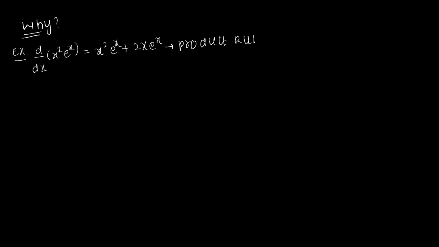So let's understand this using an example. Try solving d by dx of x square e power x. If you solve this, you will get the answer as x square e power x plus 2x e power x. And this answer is obtained using product rule. And what does this product rule say? Whenever you have a function u into v, directly apply u dash v plus u v dash. This is what product rule says.